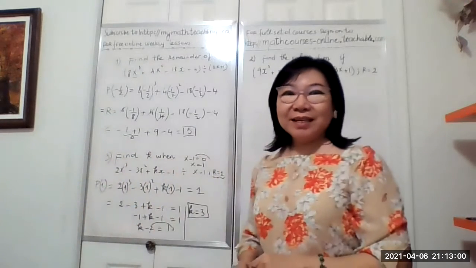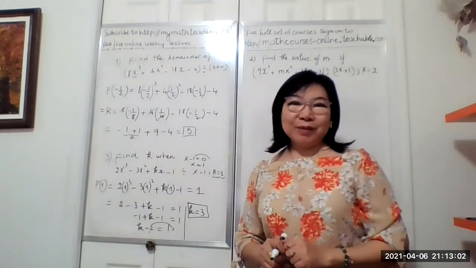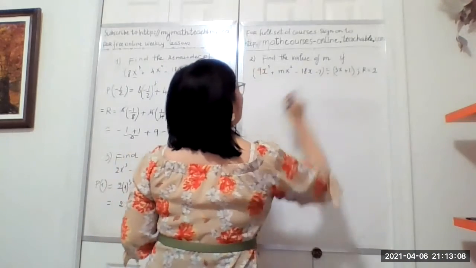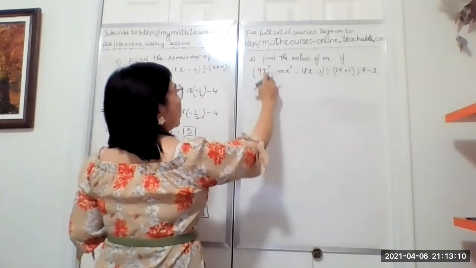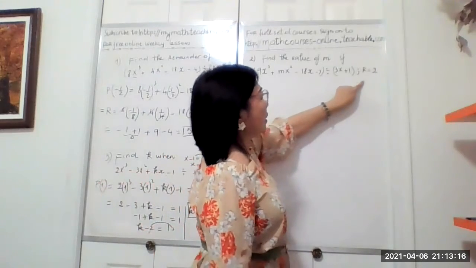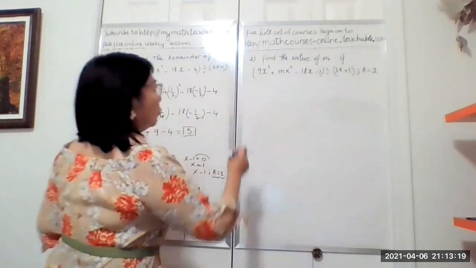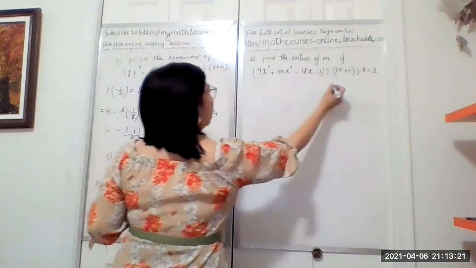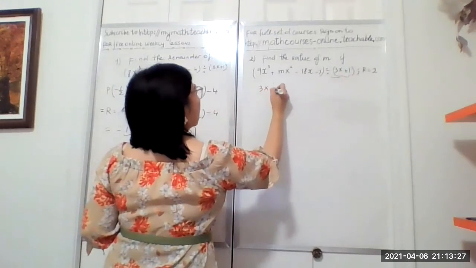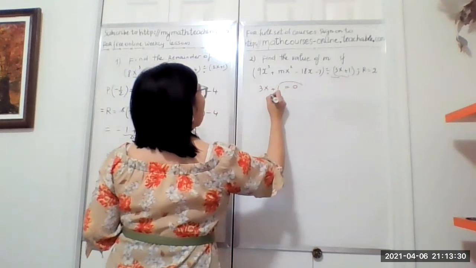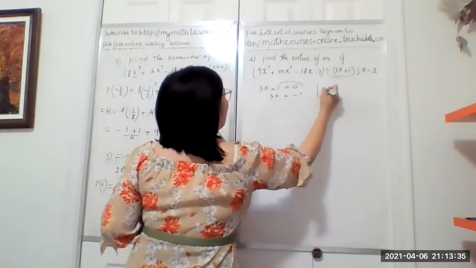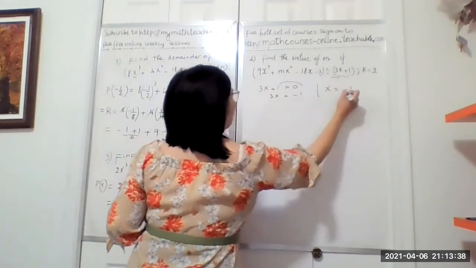Okay, so let me show you the rest of our video now. So here it says find the value of m if 9x to the power 3 plus mx squared minus 18x minus 7 divided by this and the remainder equals 2. Okay, so similar, right? So we're going to find out the value of x here first. So we're going to say 3x plus 1 equals 0. Move it over. 3x equals minus 1. And therefore, x equals minus 1 over 3.